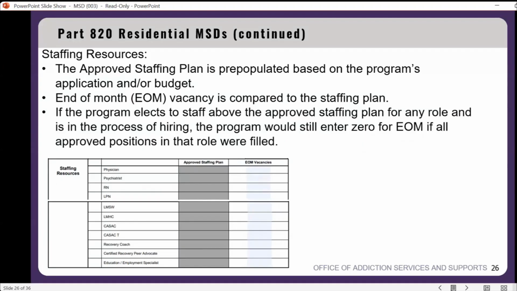Staffing resources. The approved staffing plan is pre-populated based on the program application and/or budget. End of month vacancy is compared to the staffing plan. If the program elects to staff above the approved staffing plan for any role and is in the process of hiring, the program would still enter 0 for EOM if all approved positions in that role were filled.